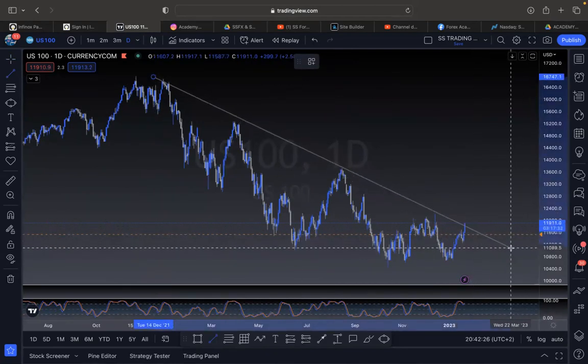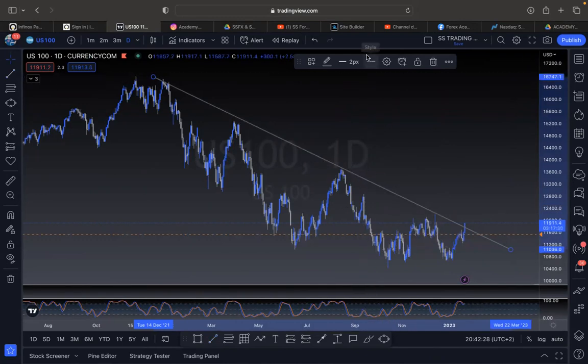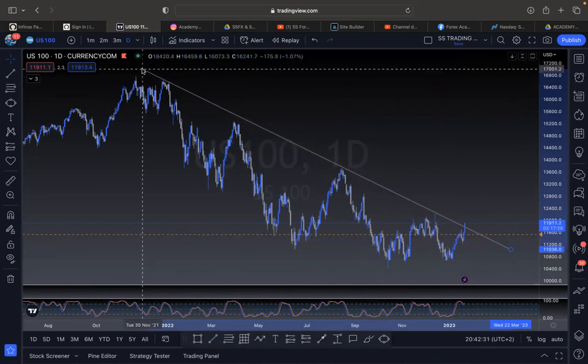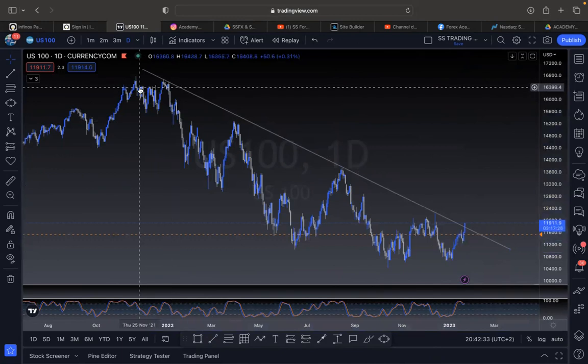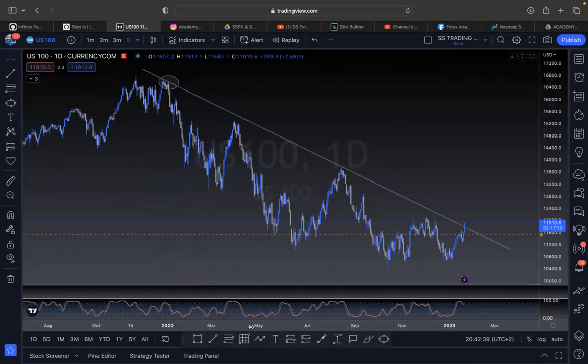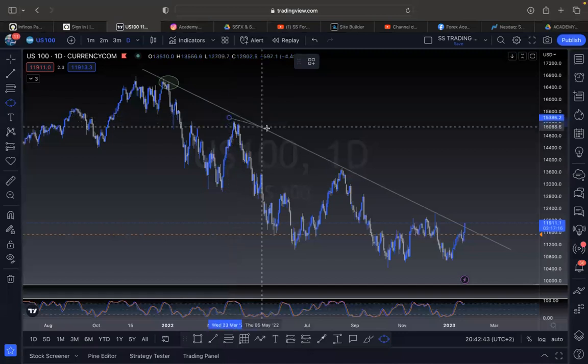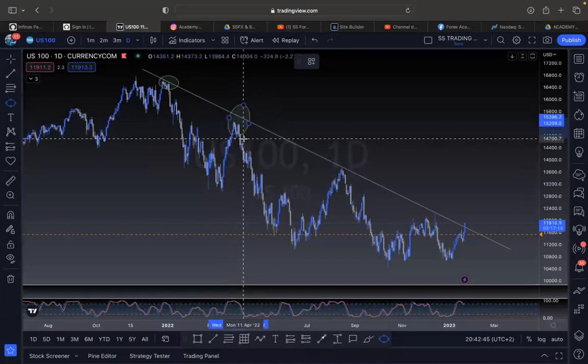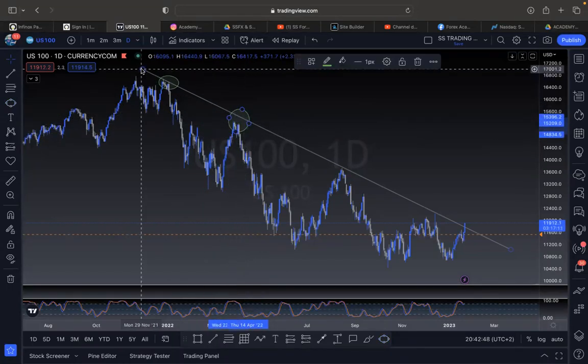So looking at it, okay, so first touch was up here, right? Last year sometime. Got our first touch there. Second touch. Second touch there.